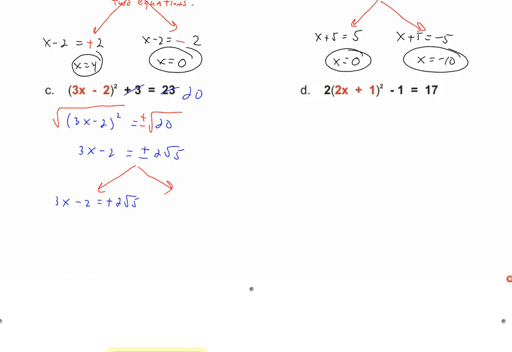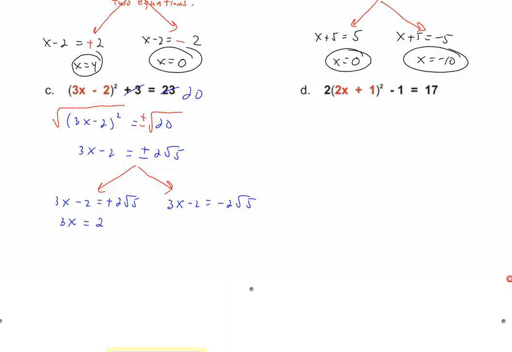All right, so we got 3x minus 2 equals positive 2 times the square root of 5 on the first equation, and on the second equation, 3x minus 2 equals negative 2 times the square root of 5. All right, we would solve this the normal way. On the left-hand equation, we're going to add a positive 2 to both sides. We like it to go in front of that radical all the time. Commutative property, we could put it in front, we could put it in the back. We like it in the front.